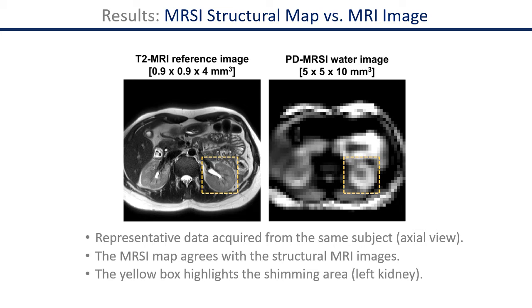To assess the resulting MRSI structural maps, they were compared with their corresponding high-resolution MRI images. Besides the differences in resolution and contrast, where the MRI image is T2 weighted and MRSI is proton density weighted, there is an agreement in anatomical distribution between the MRSI and the MRI image. Here the yellow box is added to show the shimming area covering the left kidney.